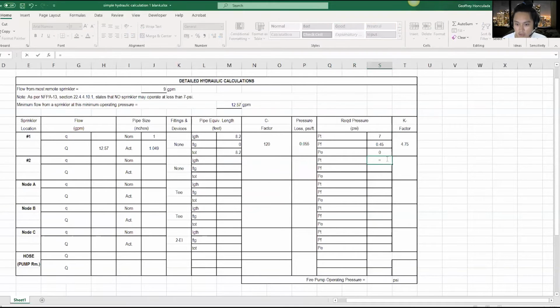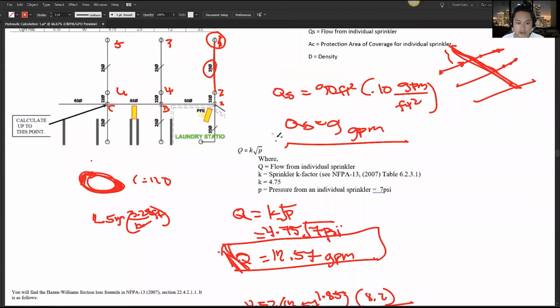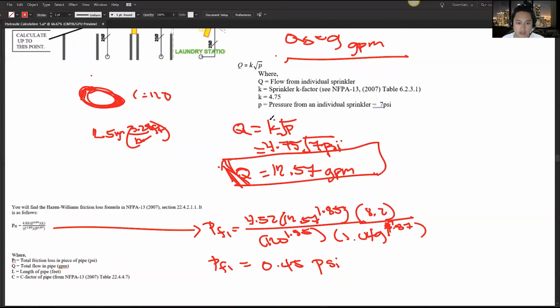So what we have to do is this one plus 0.45, so that's 7.45, and then we need to solve for the flow rate at sprinkler 2. Again, the small q is the flow at a sprinkler, the opening of the sprinkler. Since we already have the pressure, we can solve that using this equation here.